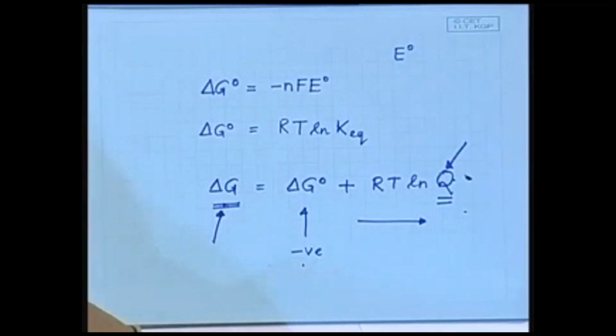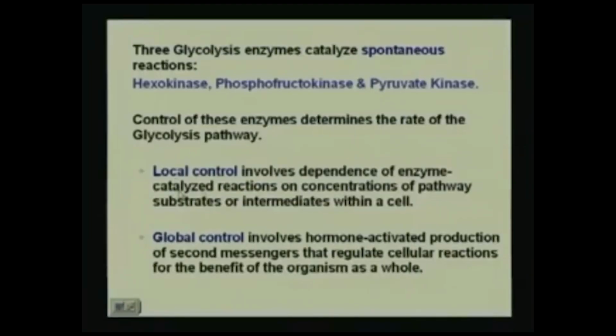Okay, so we have local control, which involves the dependence of enzyme catalyzed reactions on concentrations of pathway substrates or intermediates within a cell. You now realize what this means, that the concentrations of the intermediates, the concentrations of the products and the substrates are extremely important in determining the dependence of these catalyzed reactions.